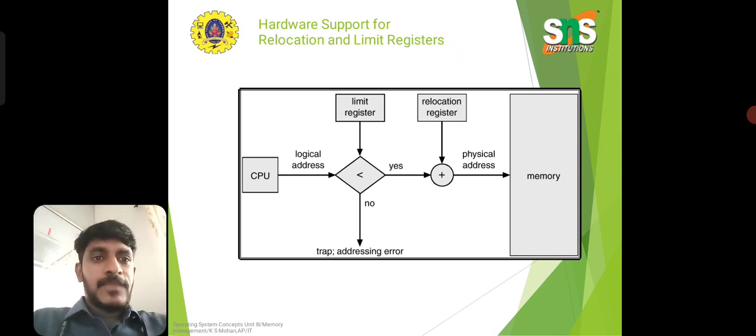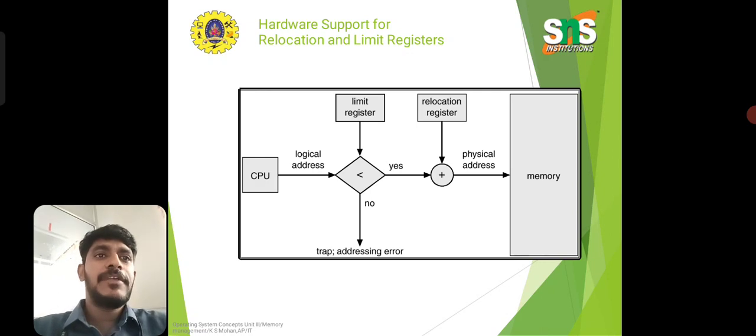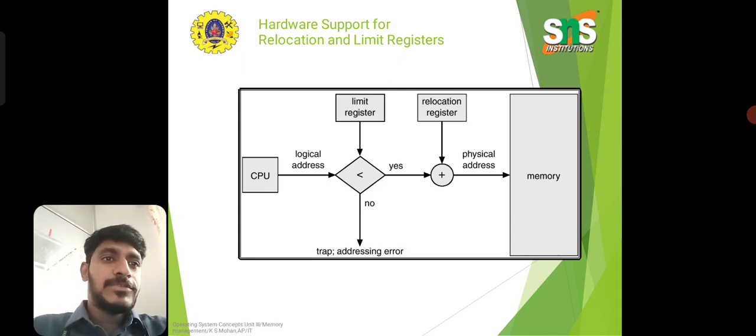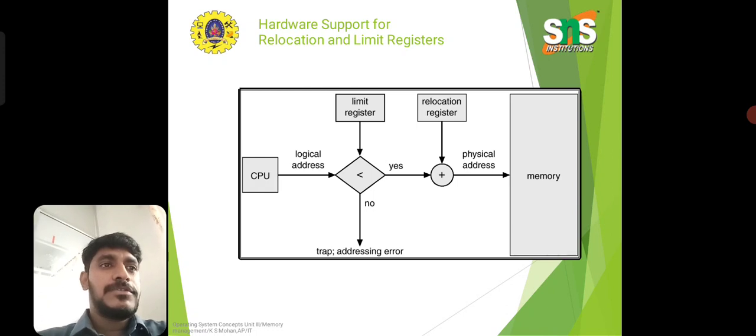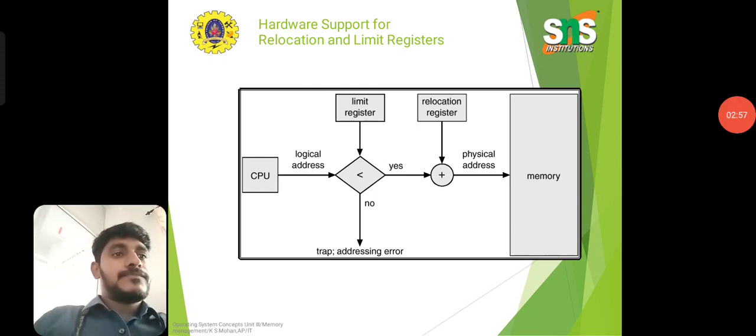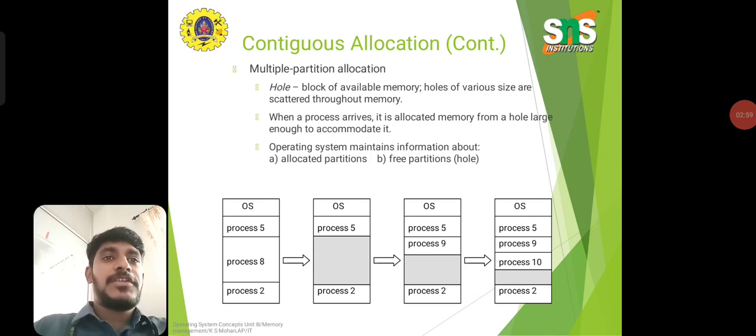Then there is hardware support for the relocation and limit registers. In this picture, the CPU generates a logical address, which is checked against the limit register. If it is valid, it is added to the relocation register to give the physical address in main memory; otherwise a trap is raised. So this is the hardware support for the relocation and limit registers.